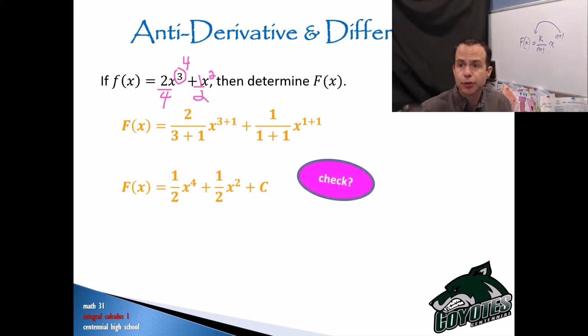Okay, now could you check your answer? Sure you could. You could take the derivative. So if I took the derivative of this, the 4 comes to the front, 4 times 1/2 is 2, and this drops a degree, so that would be 2x cubed. Check. Taking the derivative of this, the 2 comes to the front, 2 times 1/2 is 1, this would drop a degree, and so that would leave me with x, check. Okay, and then the derivative of c would be 0, so everything works. All right, I'm just going to take my ink off there, and we'll go to the next example.